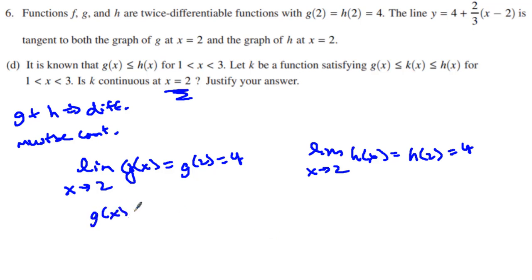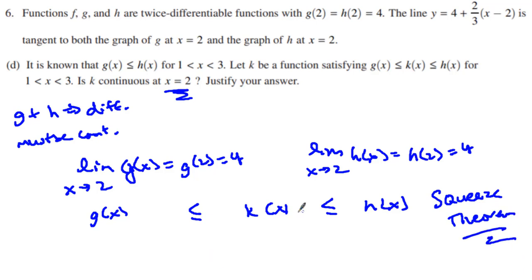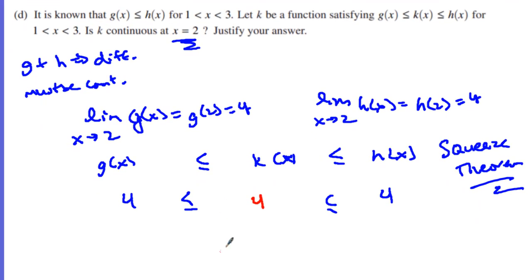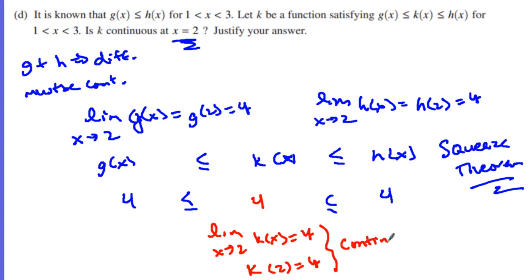And what do I know? I know g of x is less than or equal to k of x, which is less than or equal to h of x, which means I can use what's called the squeeze theorem. Squeeze theorem is exactly what it sounds like. If I know that g of x is equal to 4, and I know h of x is equal to 4, and I know it's less than or equal to, then what does this k have to be? It has to be 4, which means the limit as x approaches 2 of k of x has to equal 4. And k of 2 has to equal 4, which means this is not only differentiable, but it is continuous by virtue of the squeeze theorem. Believe it or not, all of that justification was worth 1 point.